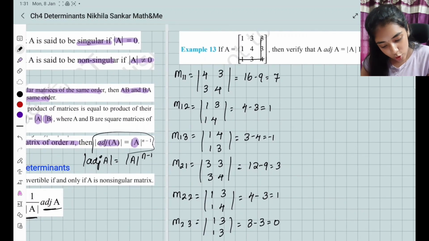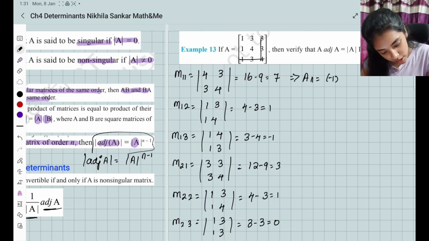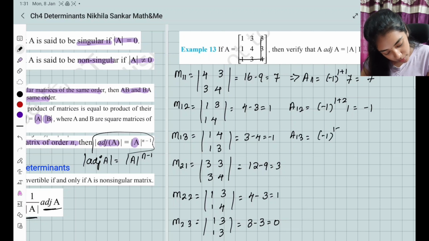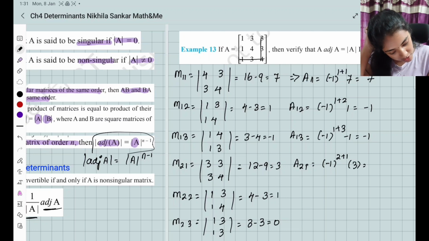Okay, இப்போ cofactors. So A11 is going to be minus 1 to the power 1 plus 1 times 7, which is going to be 7. Then A12 is going to be minus 1 to the power 1 plus 2 times 1, which is minus 1. Then A13 is going to be minus 1 to the power 1 plus 3 into minus 1, which is minus 1. A21 is minus 1 to the power 2 plus 1 times 3. So this is going to be minus 3.